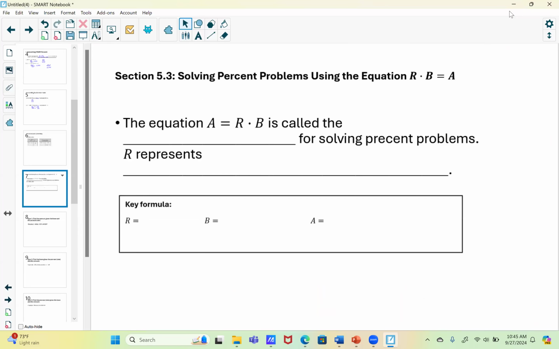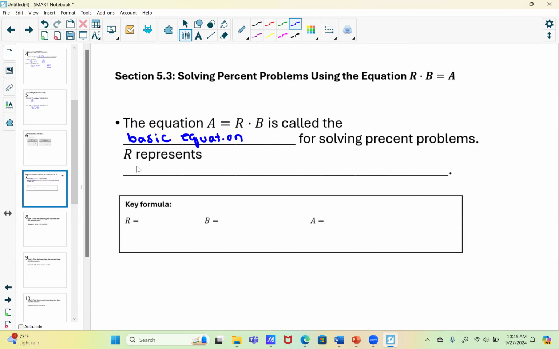So we want to solve percent problems. We want to find something like 55% of 900, or 40 is what percent of 60. There are multiple ways to do this, but the way your textbook focuses on is using an equation, A equals R times B. And this is called the basic equation for solving percent problems.